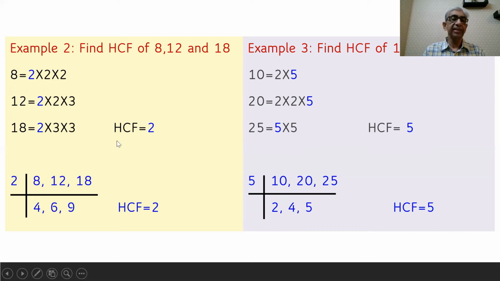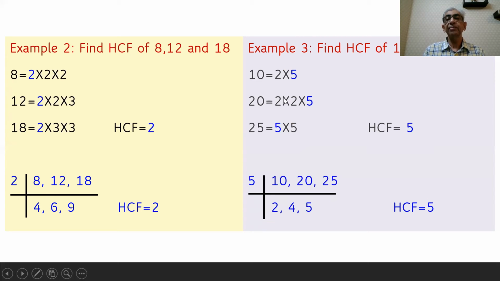Now with the second method, 8, 12 and 18, I have taken out common factor 2. Out of 8 when I take out 2, I am left with 4. Out of 12, 2 is taken out, I am left with 6. And out of 18, 2 is taken out, I am left with 9. Now all of these should have a common factor. Between 4 and 9 there is no common factor. There should be a common factor in all the figures. So 2 becomes my HCF.